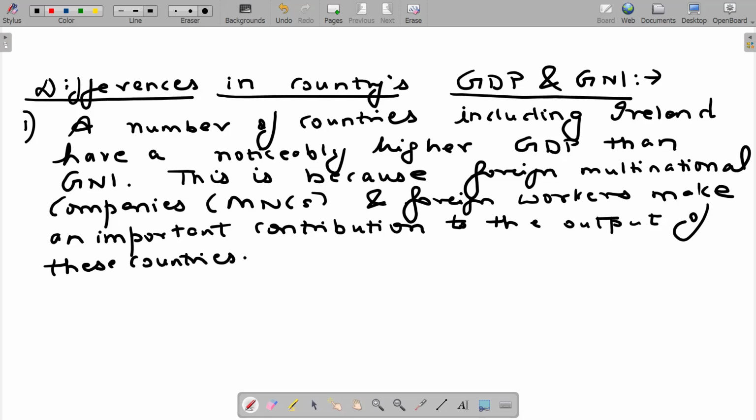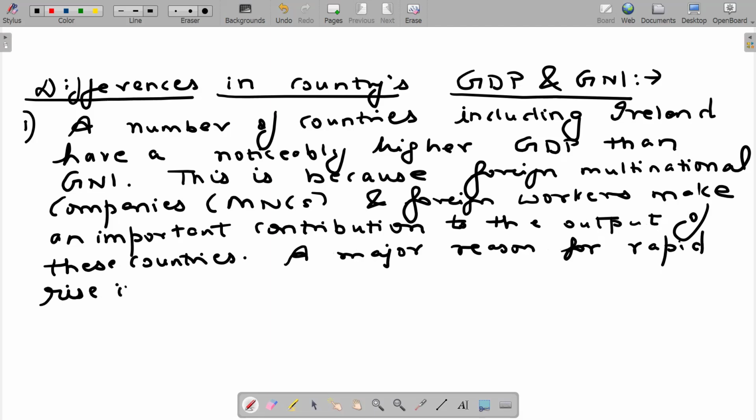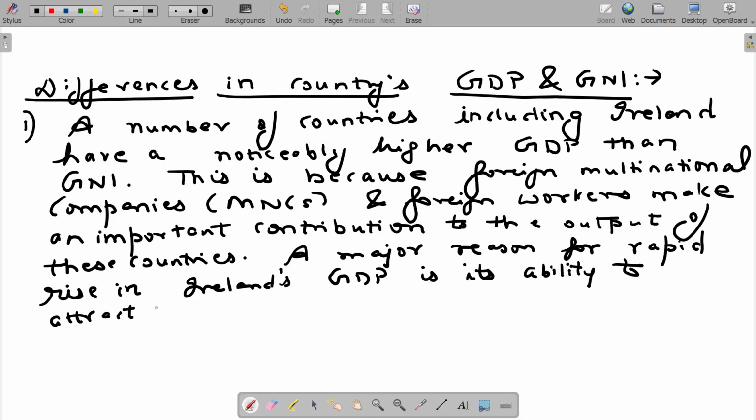If you talk about Ireland, as the example we have taken, it attracts a lot of FDI. So I can say that a major reason for the rapid rise in Ireland's GDP is its ability to attract foreign investment, but more foreign investment will also result in a net outflow of profits and other income, because whatever the foreign companies produce in your economy will be routed back to their own home country.